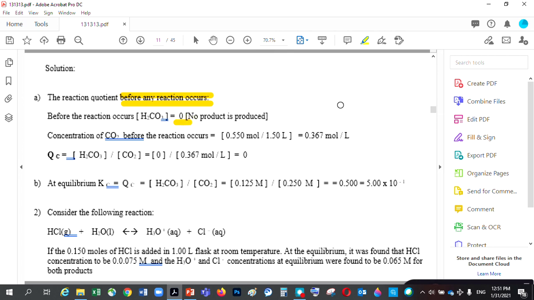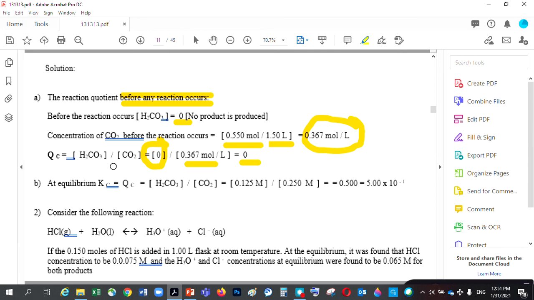There are no products produced. So the concentration of CO2, we can calculate because we know the volume of the flask. We know how many moles we have added. So divide the number of moles by the liters here, you get this amount. Then the QC will be the product 0 divided by the reactant's concentration. The answer is 0, because anytime you divide 0 over any number, the answer is 0. So QC before the reaction is 0.